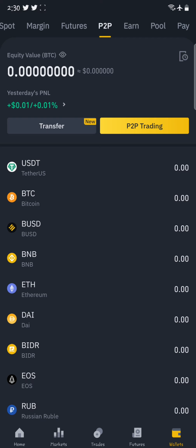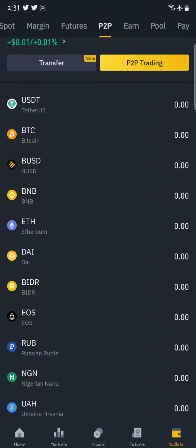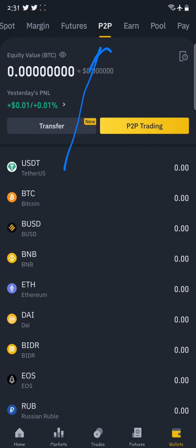You must verify your account to use peer-to-peer exchange, because there are certain requirements you have to meet to be able to buy and sell cryptocurrencies for fiat on Binance exchange. So make sure you have verified your account and completed your identity verification, and then you can come over to Wallets and from there click on peer-to-peer, P2P, so you can proceed to buying or selling any cryptocurrency.